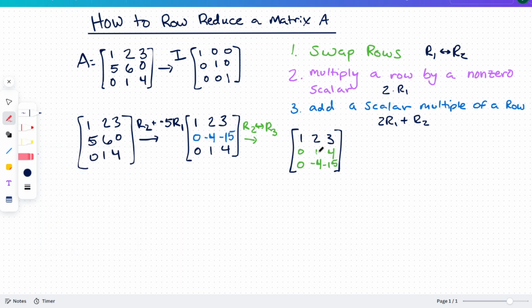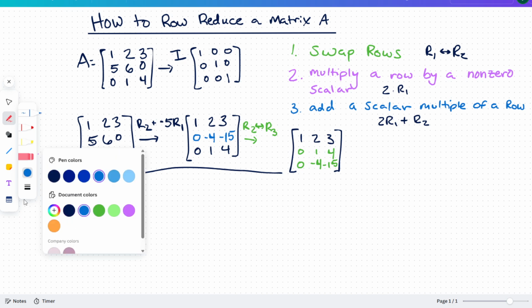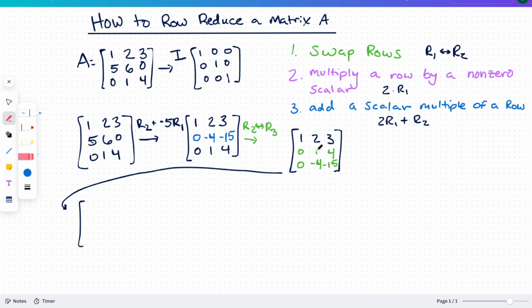So moving on, we want to try to make row 3 have a 0 here. So we can do that by using row 2, and we'll put this down here. And we'll use our third rule here. Again, we'll add a scalar multiple of the row. So in this case, it's going to be R2 times 4 would make this 0. So we'll again stick with which row is going to be affected first. So R3 is going to be affected. Plus 4 times R2.